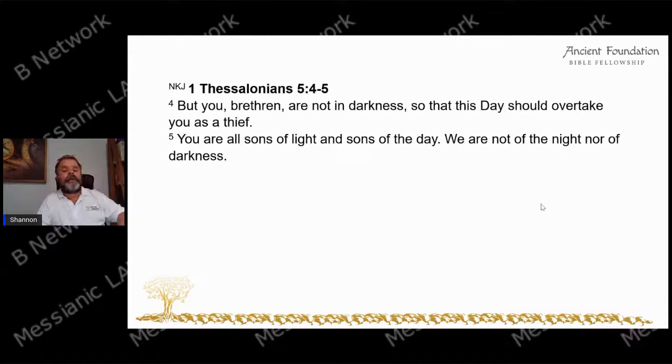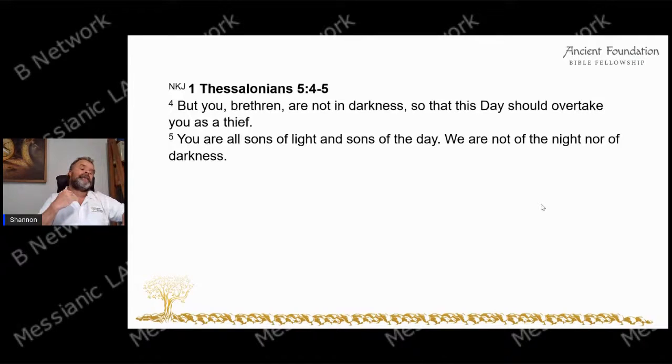1 Thessalonians 5, verses 4 to 5. "But you, brethren, are not in darkness, so that this day should overtake you as a thief. You are all sons of light and sons of the day. We are not of the night, nor of the darkness." See, we see this direct contrast here. People who have not chosen to follow Yahweh and his ways are referred to as sons of darkness or being in darkness. But we are no longer in darkness.